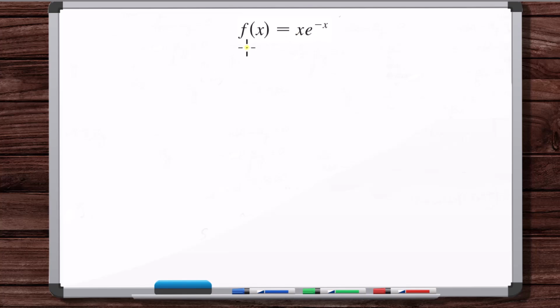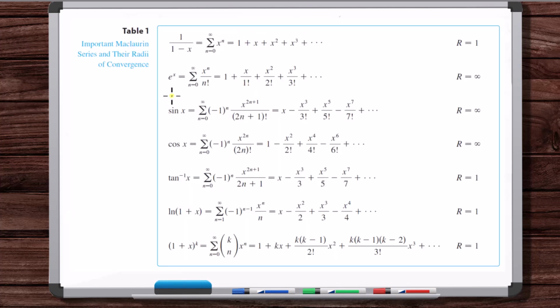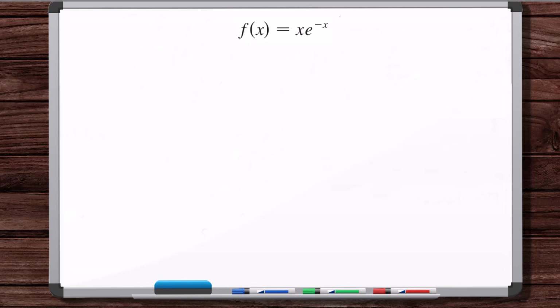So let's go ahead and get this Maclaurin series representation for this function. We're going to use e to the x as the base series here. So that's the sum as n goes from 0 to infinity of x to the n power over n factorial. But we've got e to the minus x. So we've got x out front, and then we're going to substitute the minus x in place of the x.